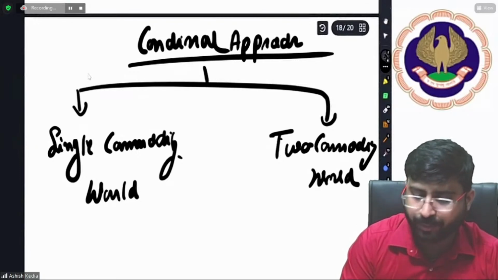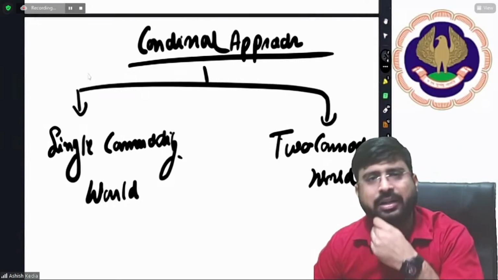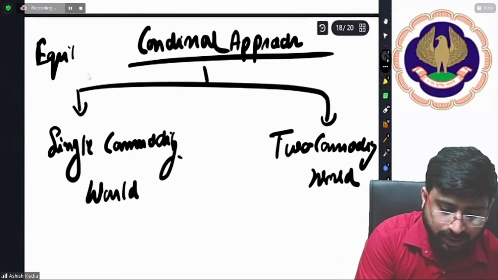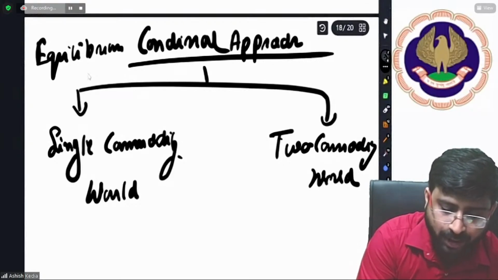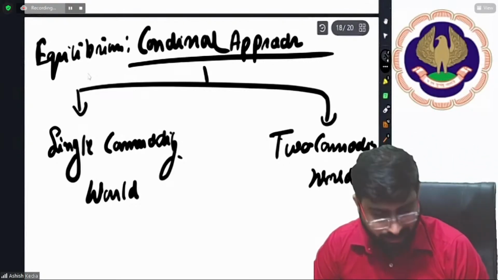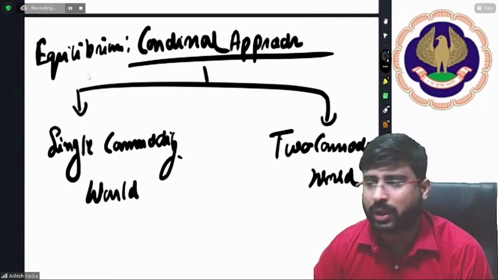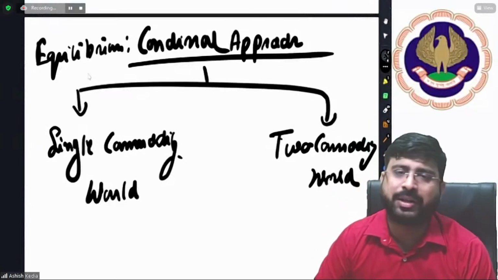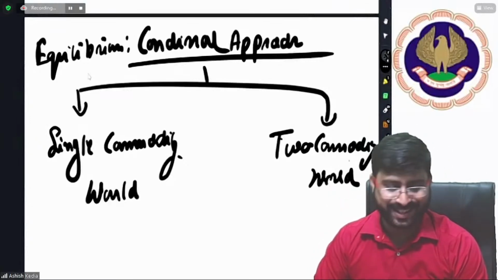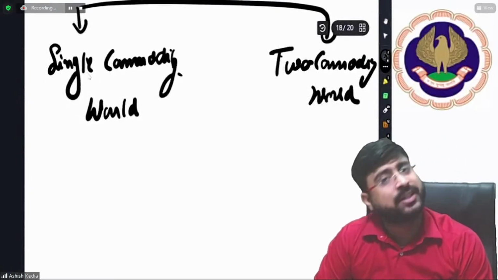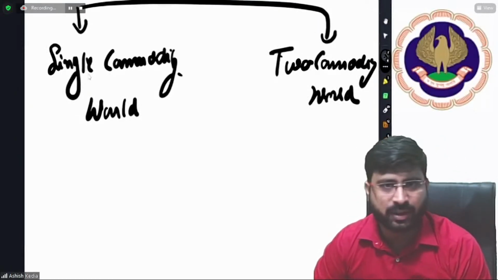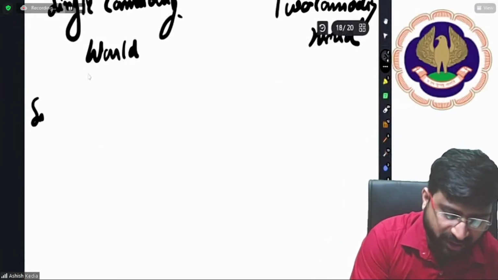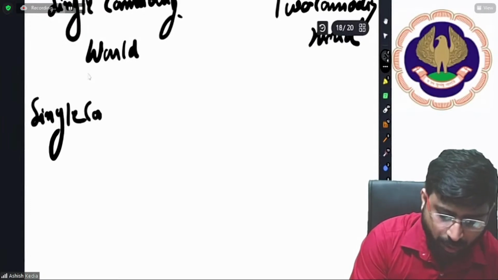We are studying equilibrium under cardinal approach in two cases. Number one, when we are in the single commodity world, and number two, when we are in the two commodity world. More than two commodities will not come in the exam, so don't ask that question. Now, what is the condition of single commodity world? I am now only concerned with single commodity world. So listen carefully, friends.